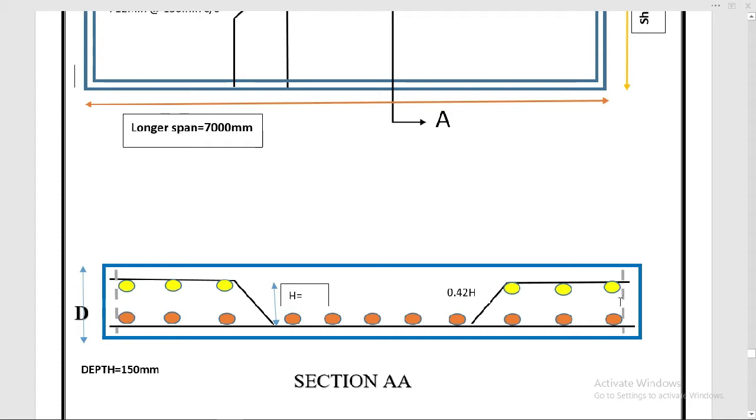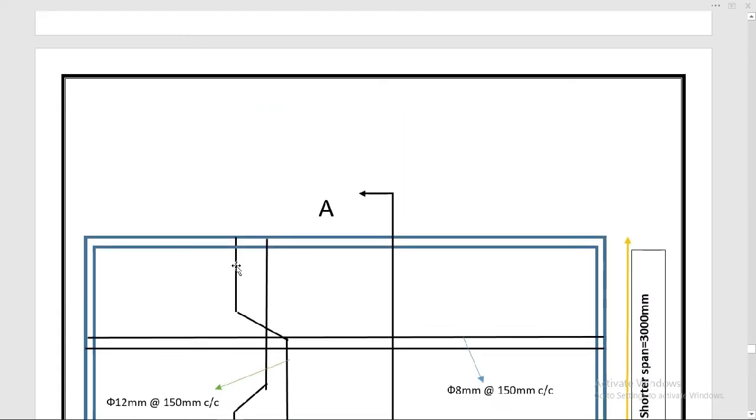And in the section you can see above this is a wall, so that is the development length of the main bars. After this is the development length. These lengths are getting support on the wall. So above, after these dotted lines, there is the development length of the bars.